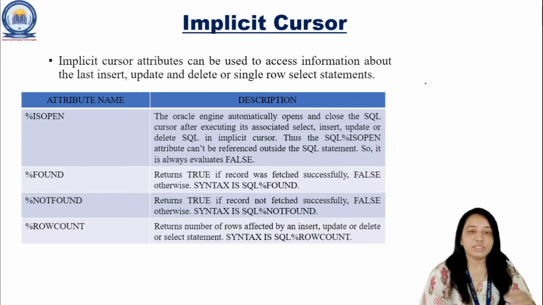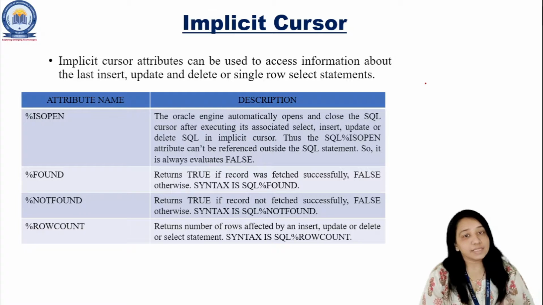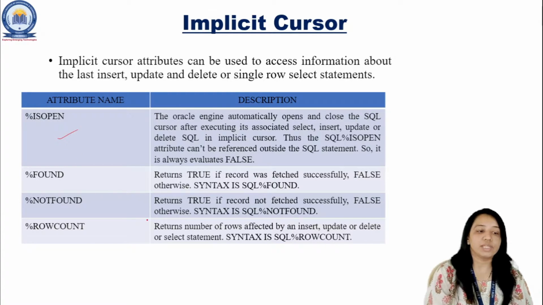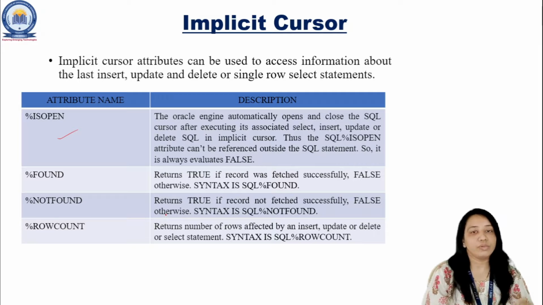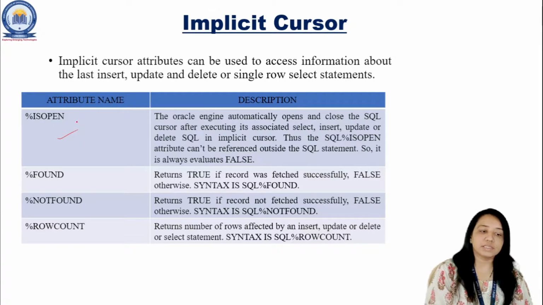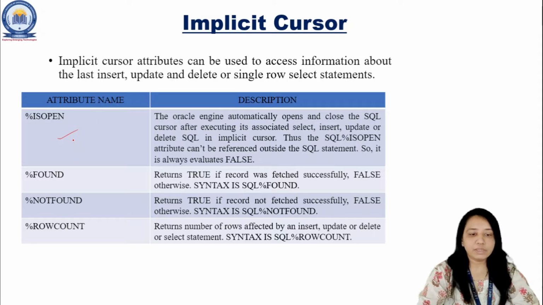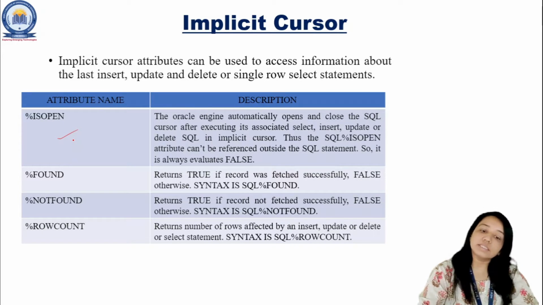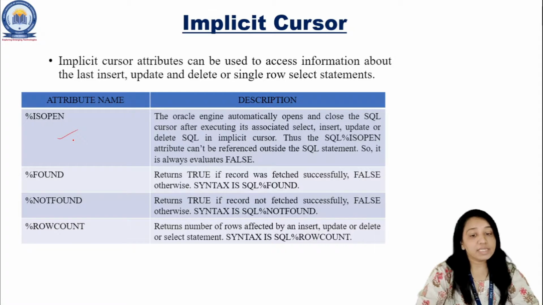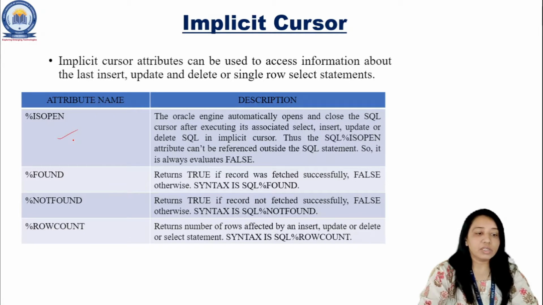At that time, whatever the last statement we have executed, either an insert or update, on that particular statement we can check these attributes: is open, found, not found, or row count. First we'll discuss is open. When we write any SQL query, the Oracle engine automatically opens the cursor, the statement is executed, and the cursor is closed implicitly. So we cannot check this attribute for the implicit cursor.